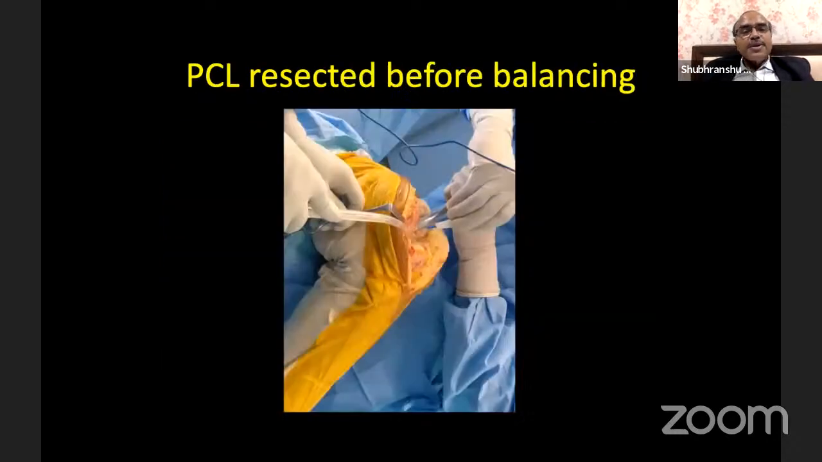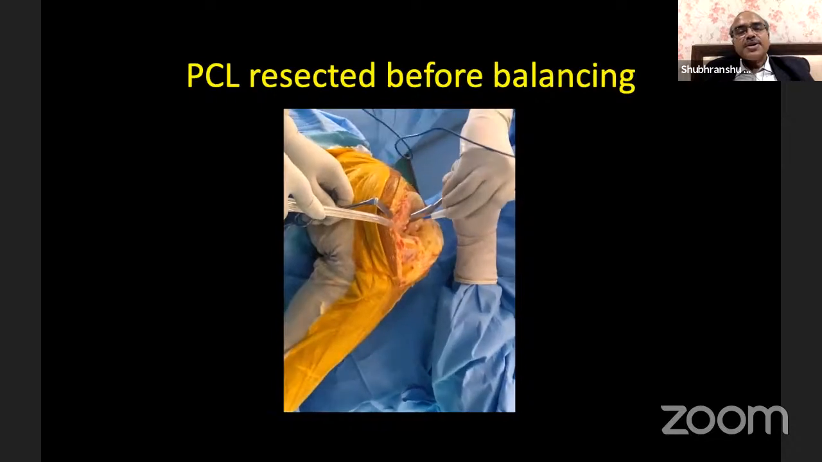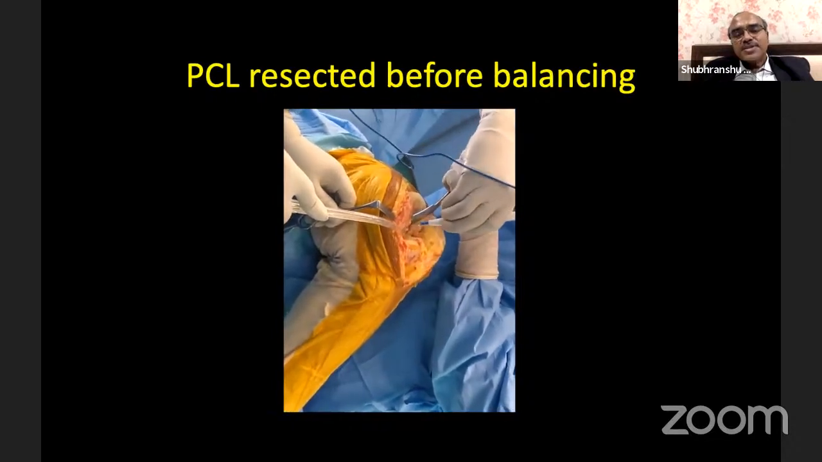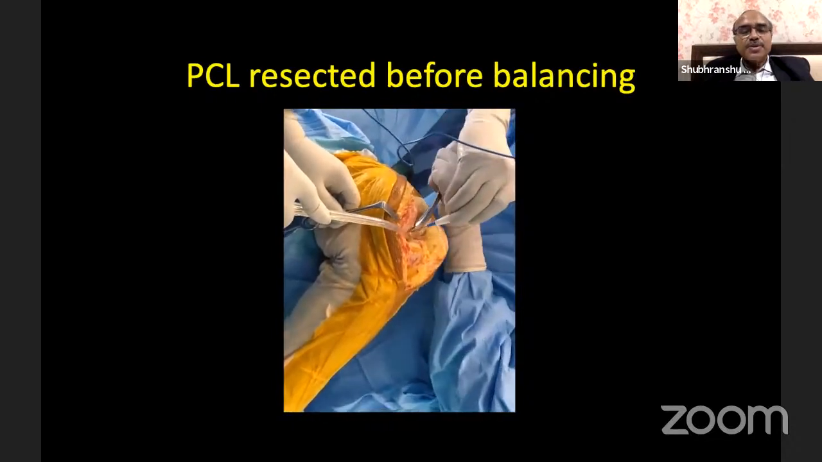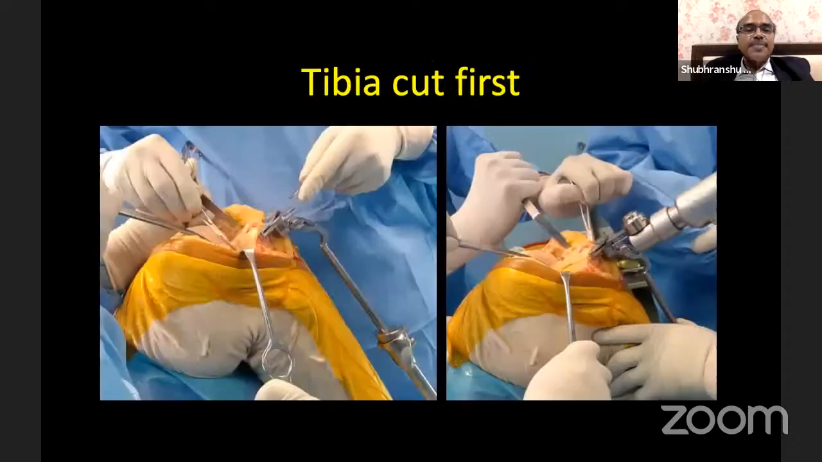Now, I normally use a posterior cruciate sacrificing prosthesis in all my cases. So I release the posterior cruciate ligament before doing further balancing, because the posterior cruciate ligament also plays an important role in the deformity formation. But if you are doing a cruciate retaining knee, then you have to release the posterior cruciate ligament adequately so that you achieve good balancing.